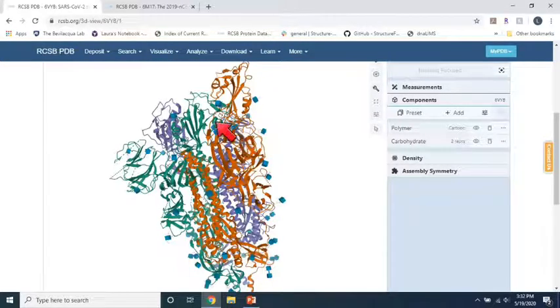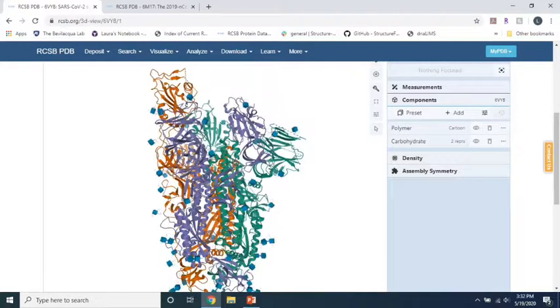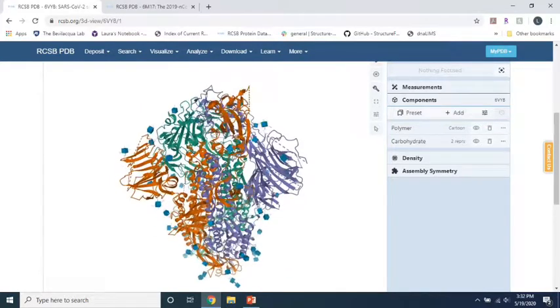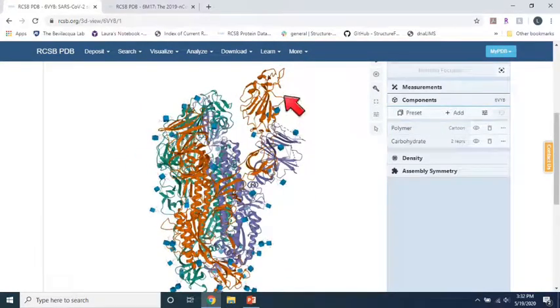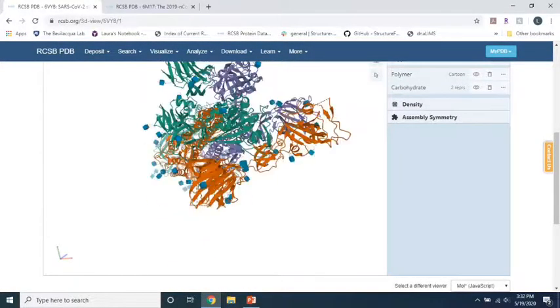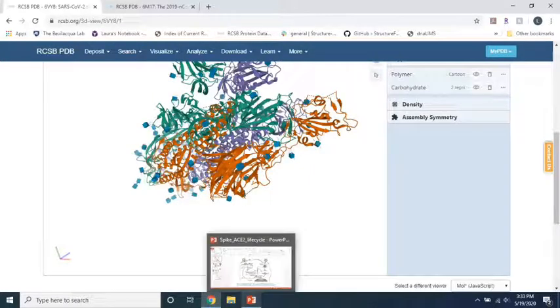Here you can see the 3-dimensional view of the protein. I'm moving it around with my cursor so you can see that it has a 3-dimensional shape. We can move it up and down. This little orange piece on the top is the piece that fits into the receptors on our cells. The bottom of this would be in the viral membrane, and this orange piece is going to attach to our cells. That's the spike protein.